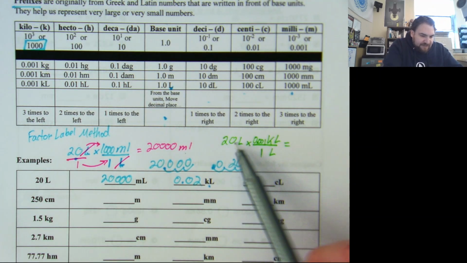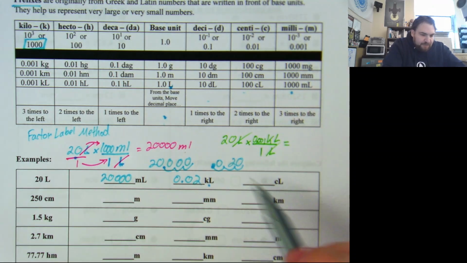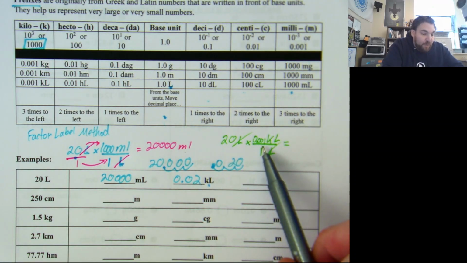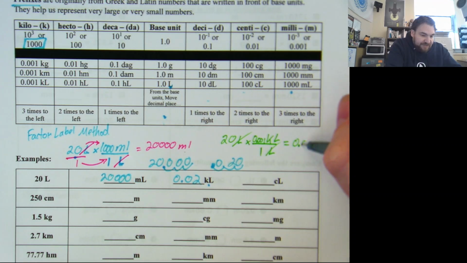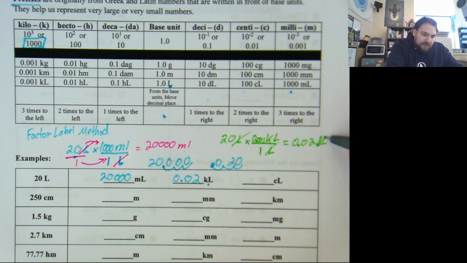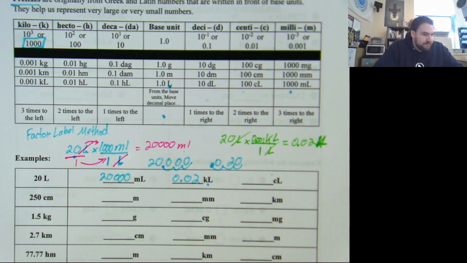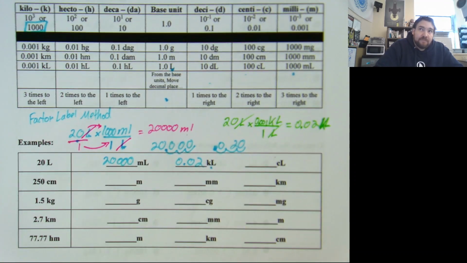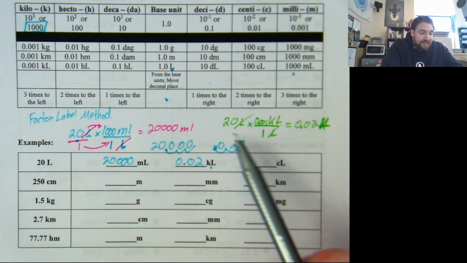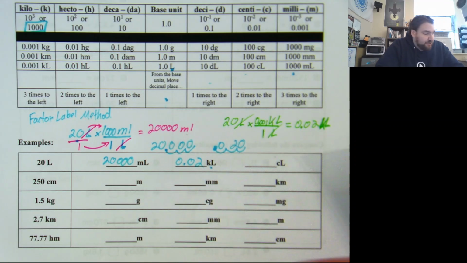If I multiply these, the liters are going to cancel. I multiply 20 by 0.001, and we're going to get 0.02 kiloliters. But if I give you the chart, you can avoid this and just go straight to some of these conversions.